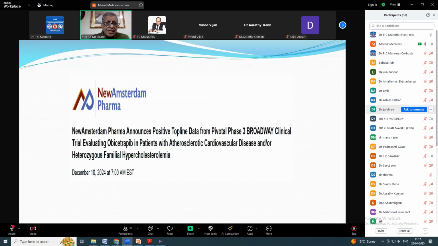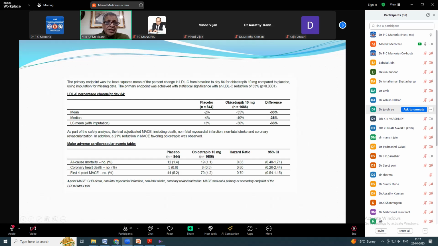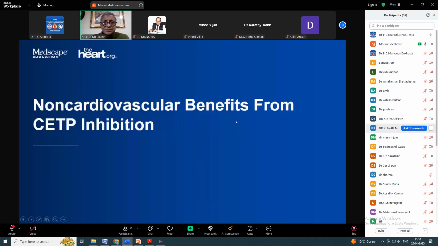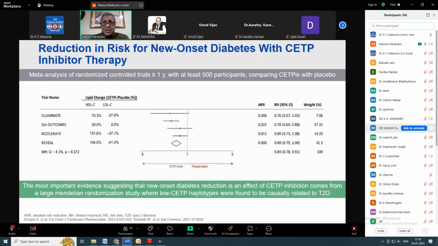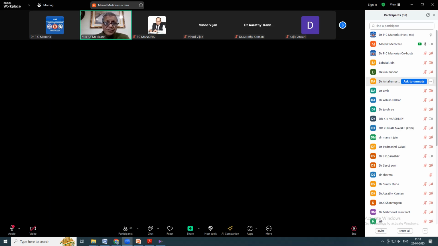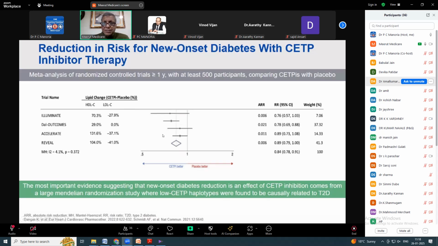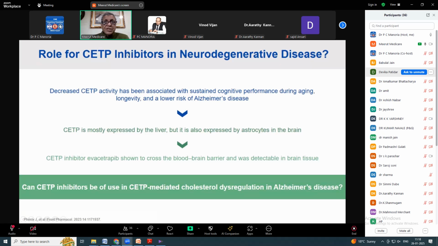This is the top line data which was presented in December 24, again suggesting that LDL-C reduction is very, very effective, to the tune of about 30 to 40% in the majority of the patients. They have non-cardiac benefit, as I showed you, reduction of new onset diabetes. If we take all the trials, roughly about 16% reduction in new onset diabetes. CETP inhibitors are also useful in neurodegenerative diseases.